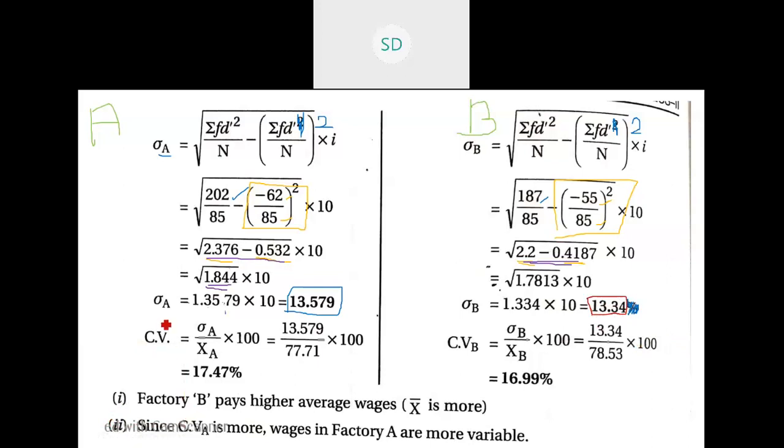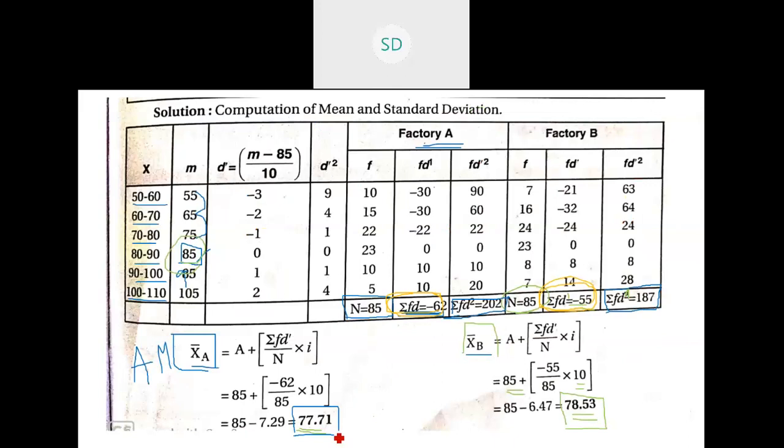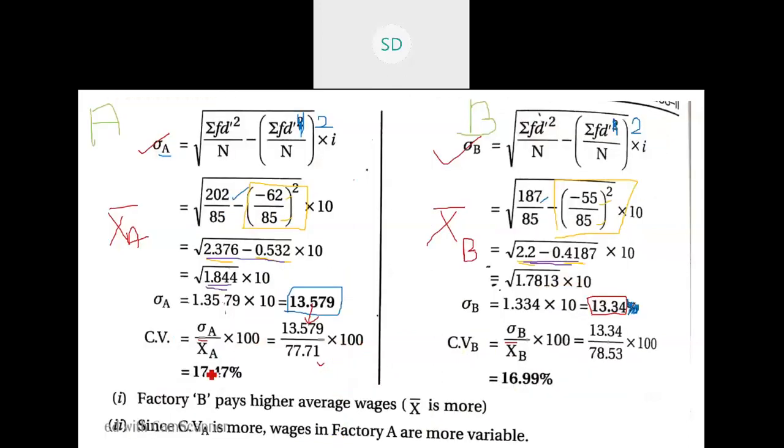Next, after finding the arithmetic mean, we know x bar for A and x bar for B, and we also calculated the standard deviation for A and B. Now let's calculate the coefficient of variation. The formula is standard deviation divided by arithmetic mean, x bar, into 100. The standard deviation, which we already calculated, is taken directly, and the arithmetic mean 77.71 is used.